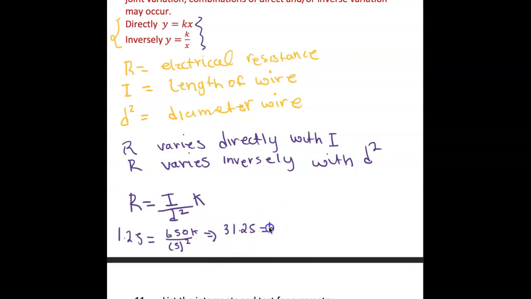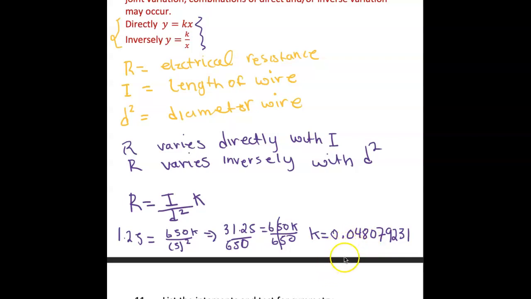31.25 equals 650k. Divide both sides by 650. K equals a very long decimal, 0.048079231. You might ask, Professor, do I need to keep the entire decimal? Yes. You don't round until your final answer. Okay? You do not round within a problem. You round at the end in your final answer.